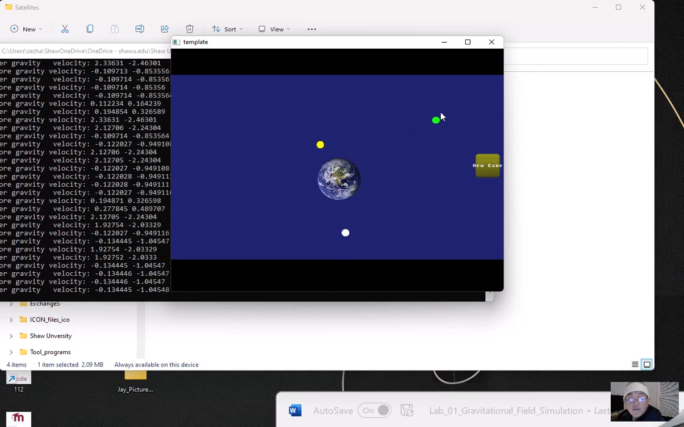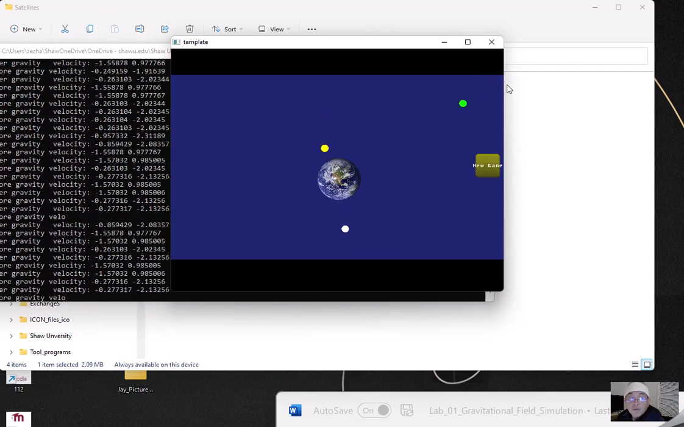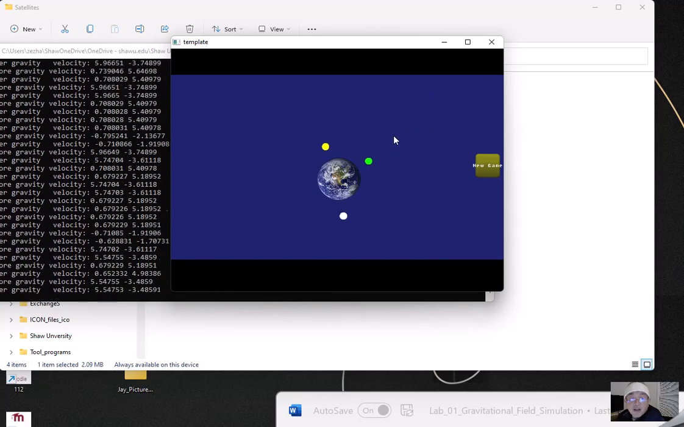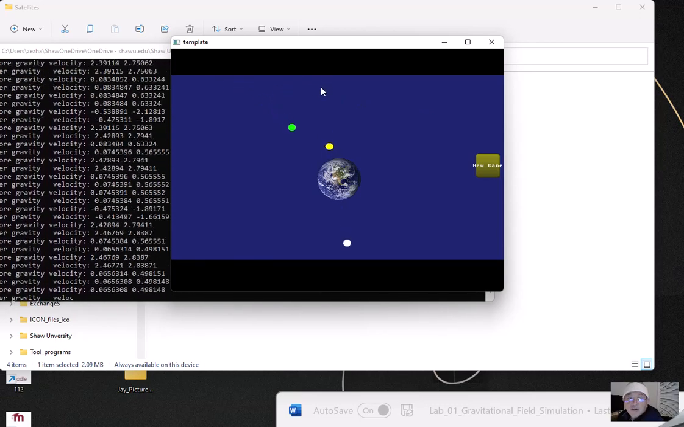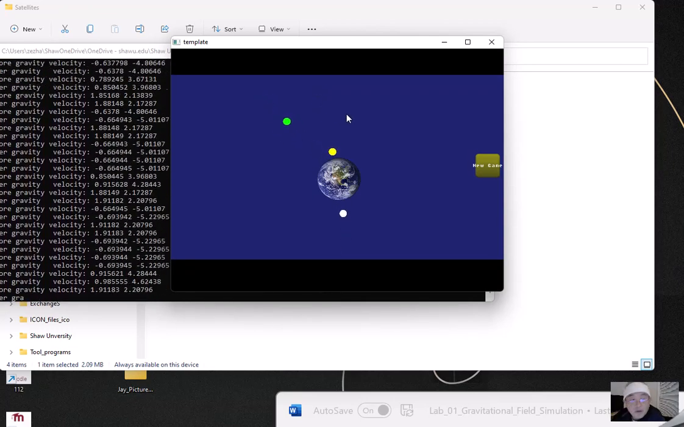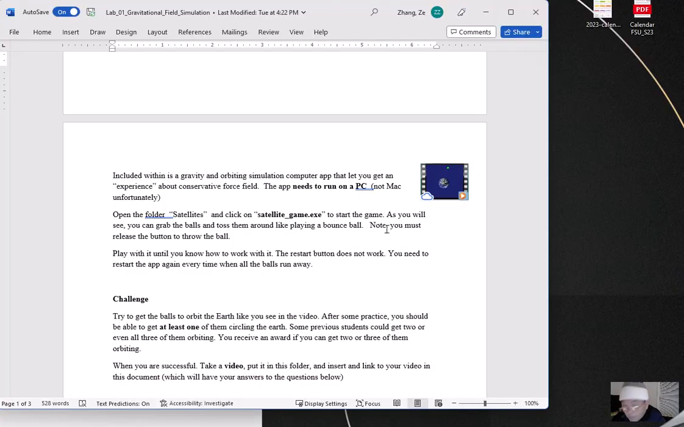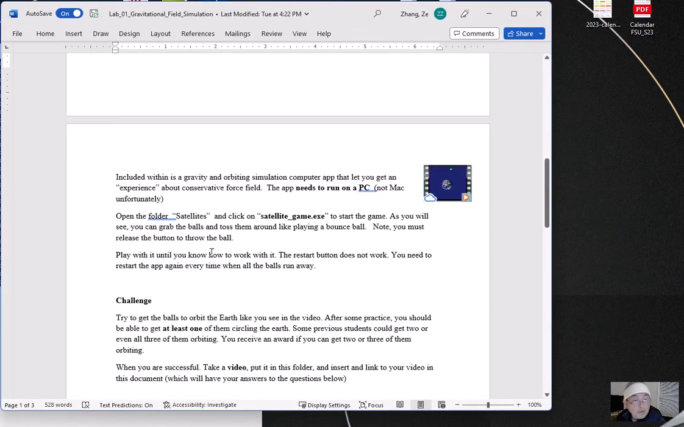When it's very, very far, the gravity is very weak, but it's always toward the Earth. If I grab this one and go to the other side, wherever it goes, it will move toward the center. So now the challenge here, first of all, is to play with it and get familiar with it. You can grab the ball and throw it at whatever speed you want, in whichever direction, and when you throw, you have to release the button.